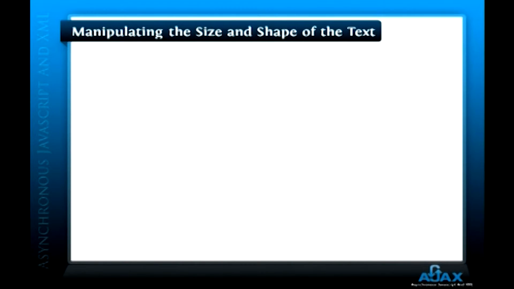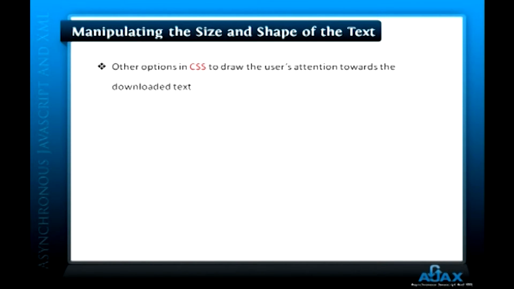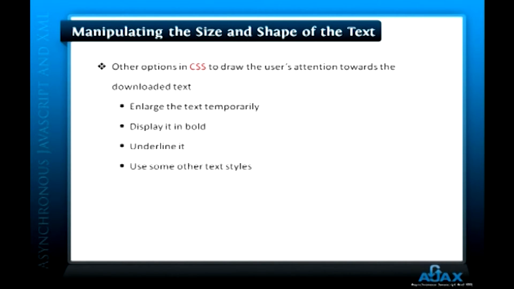Manipulating the size and shape of the text. Besides making the text flash in color, like what we did in our previous tutorial, we have various other options in CSS to draw the user's attention towards the downloaded text. Say, for example, we can enlarge the text temporarily, display it in bold, underline it, or we can use some other text styles. CSS supports many text styles. We can use them to make our downloaded text stand out.